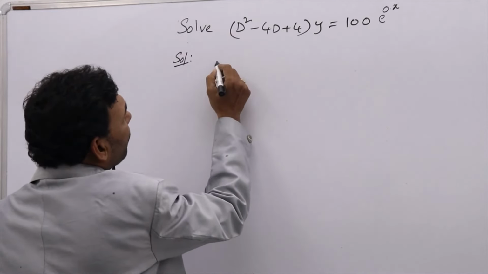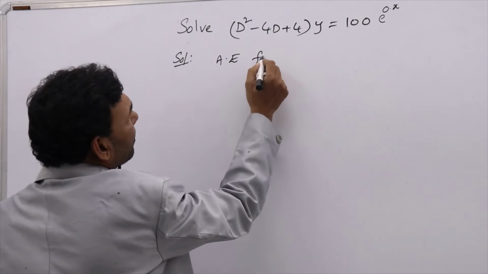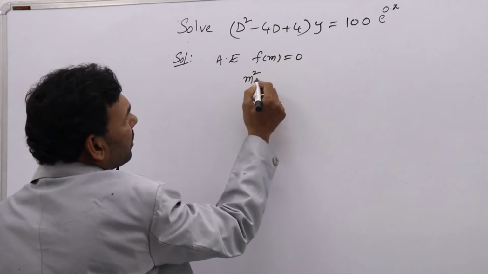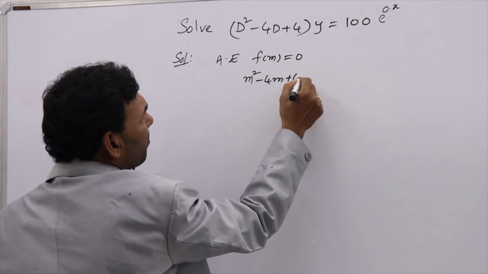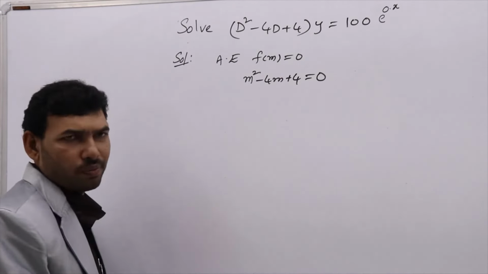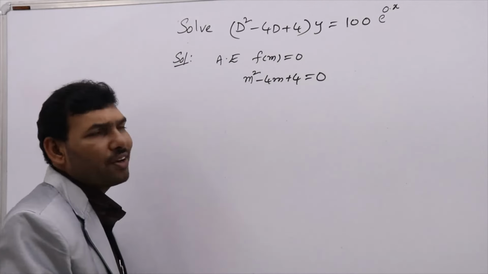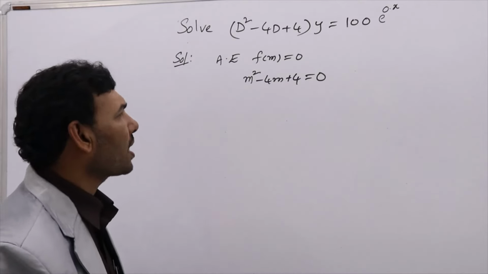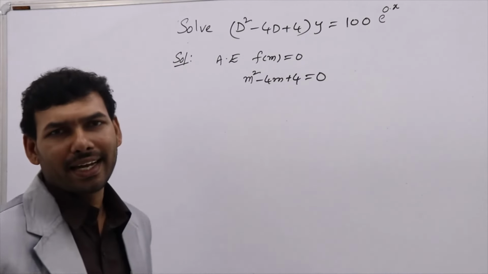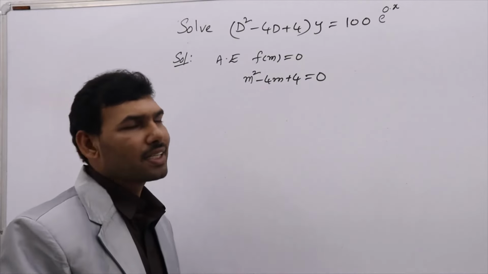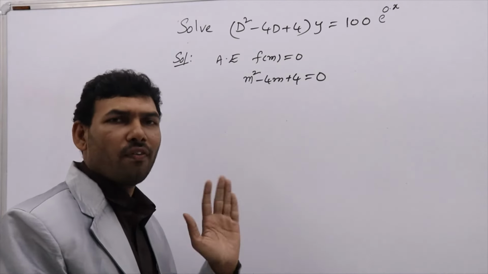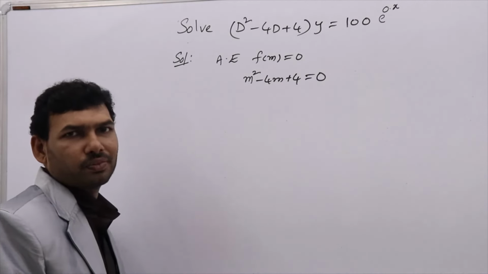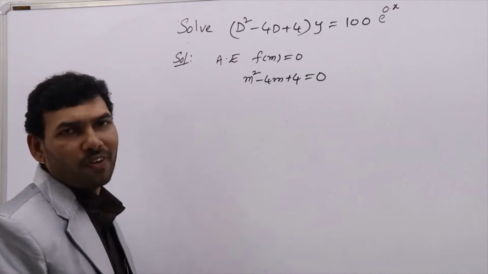Coming to CF, first write the auxiliary equation, f of m equal to 0. Write in the place of D, m. m square minus 4m plus 4 equal to 0. So this can be evaluated with the formula minus b plus or minus root of b square minus 4ac by 2a, or with a calculator. Using the calculator, I said Casio fx 991, go to mode 5 3, enter coefficients, or factorization, or if you get any algebra formula, you can apply that.